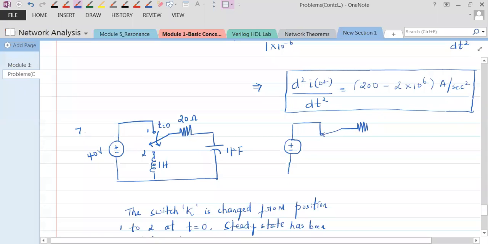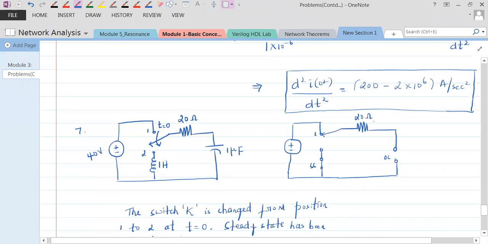Okay, let's take this resistor, and what's happening to the capacitor? Capacitor is open circuited. Fine. Now this is position 1. At position 2 we have the inductor, so that inductor needs to be short circuited. So this is the short circuited inductor, this is the open circuited capacitor. Fine, so this is 20 ohms.